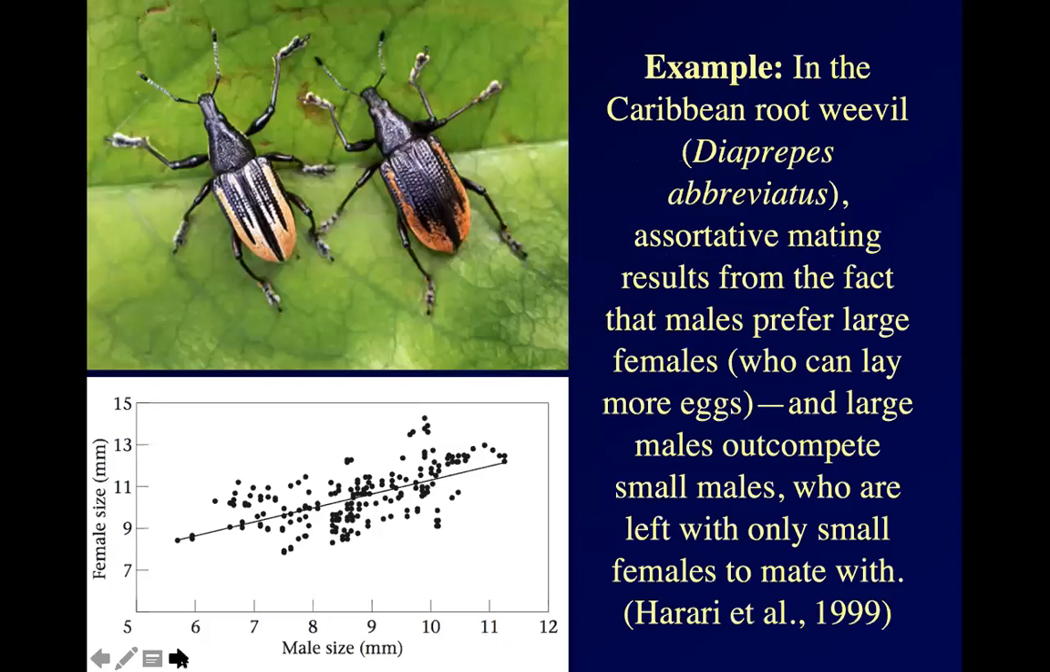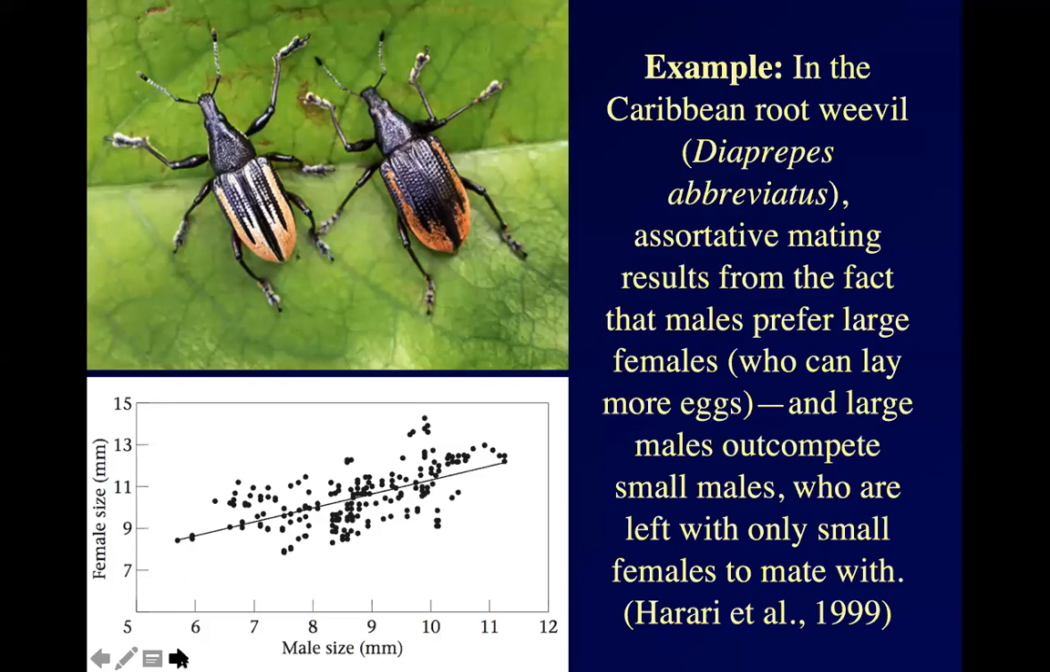So a couple of examples, and here's one. This is the Caribbean root weevil. And it was shown that in this case, males prefer large females. And in this case, it's because the larger the female, the more eggs she can lay. So a male that likes a large female is going to have more babies than a male that mates with a small female.